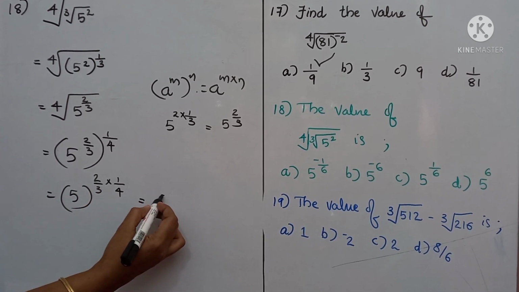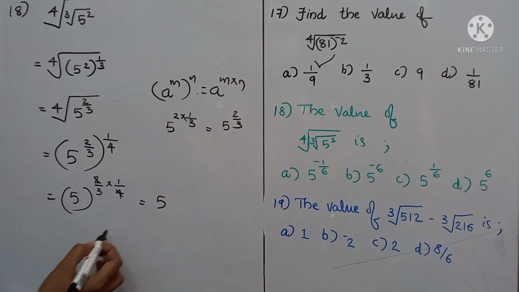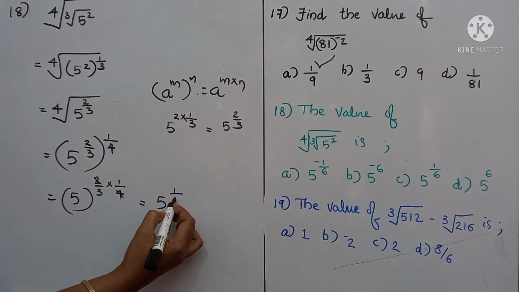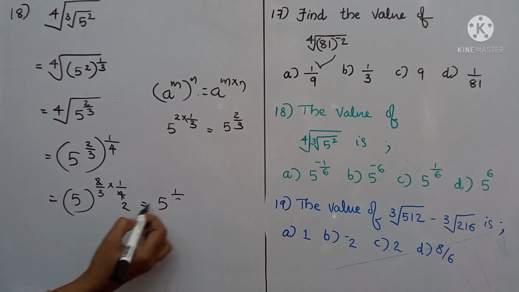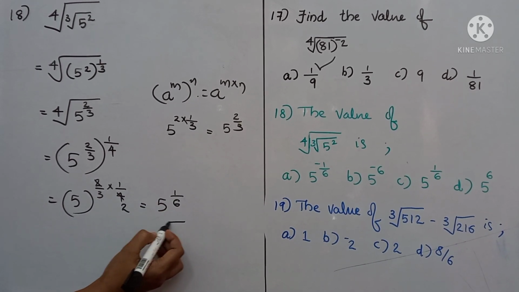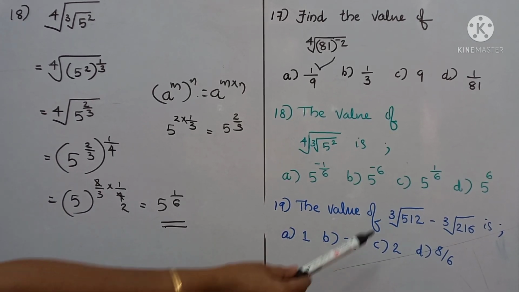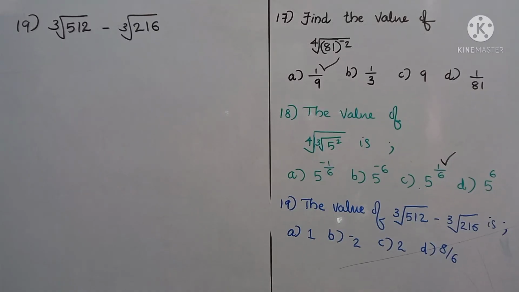That is equal to 5 raised to 2, and 2 can be cancelled. 5 raised to 1 by, here 2 is there, 1 by 6. 5 raised to 1 by 6. That is our answer. Option C, 5 raised to 1 by 6.